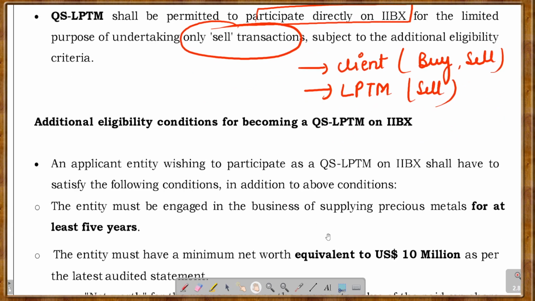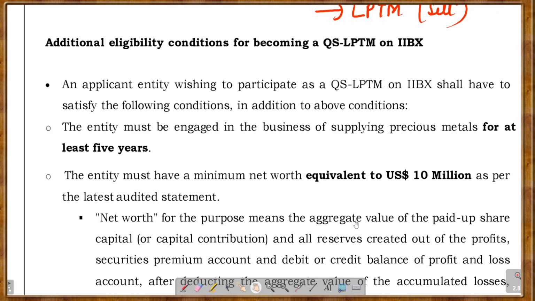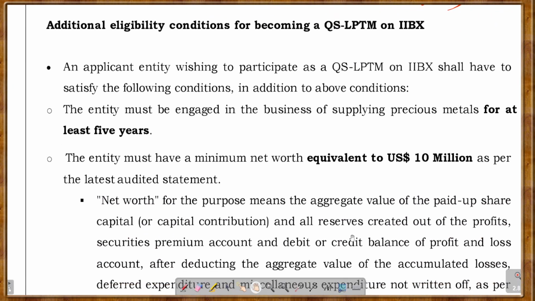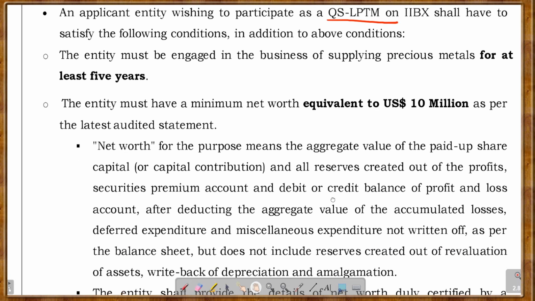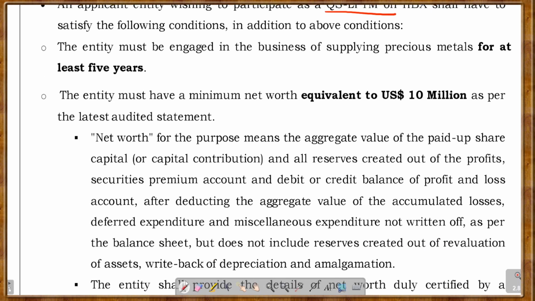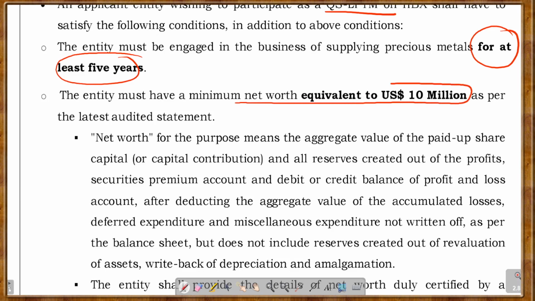Now, additional eligibility conditions for becoming a qualified supplier on IIBX. An applicant entity wishing to participate as a limited purpose trading member shall have to satisfy the following conditions. What are the following conditions? First of all, you must be engaged in supplying these kinds of precious metals for at least 5 years. They should have a minimum net worth equivalent to US dollar 10 million. Fine. Net worth for this purpose means what we already understand, the paid up share capital, etc.